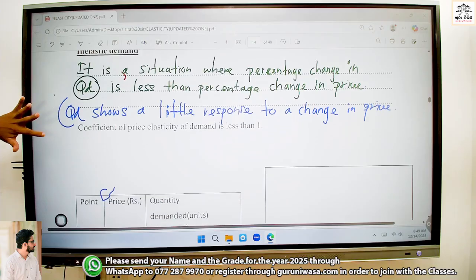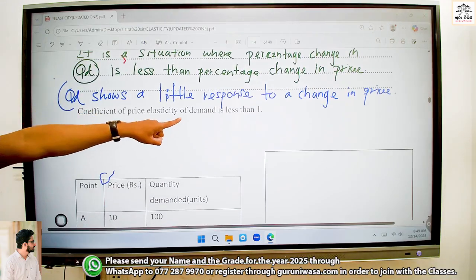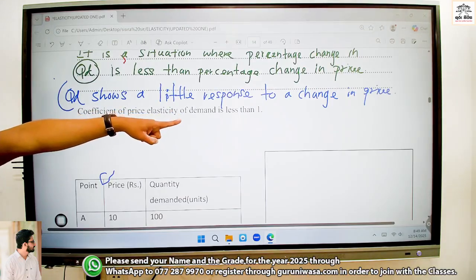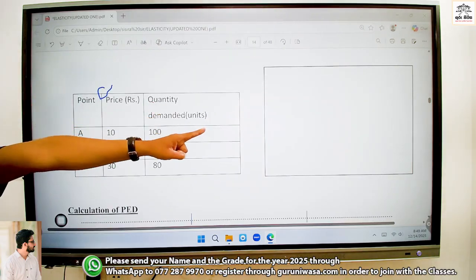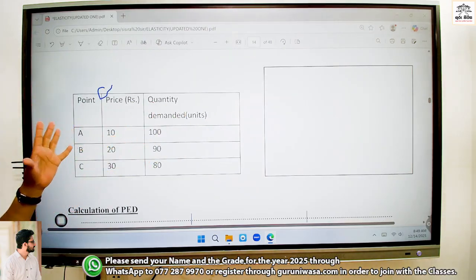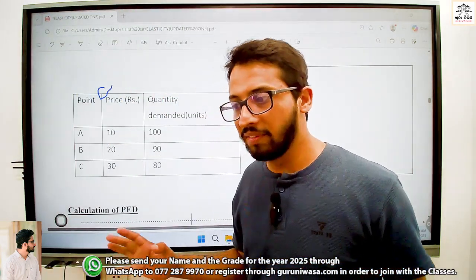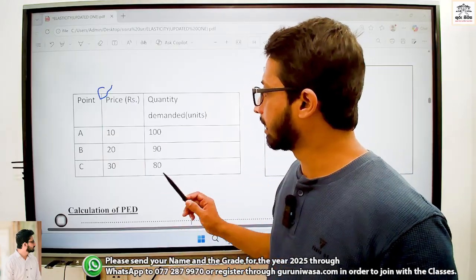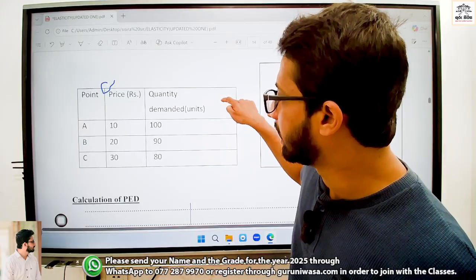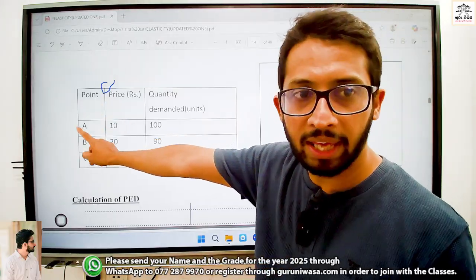Right, next one: the coefficient of price elasticity of demand is less than 1. I want you to draw a demand curve. Use a proper scale, otherwise we'll have a totally different demand curve. Right, and here calculate the PED value. I want you to calculate the PED value at point A, B and C.